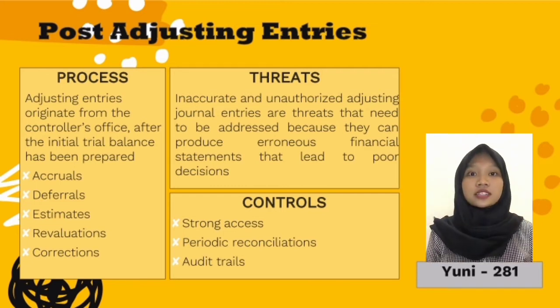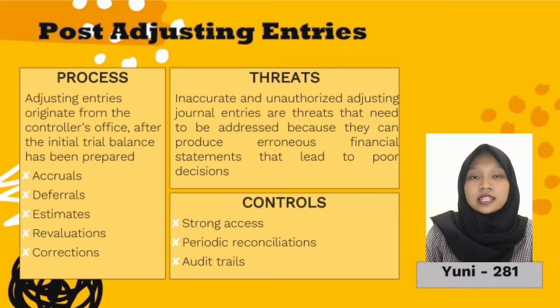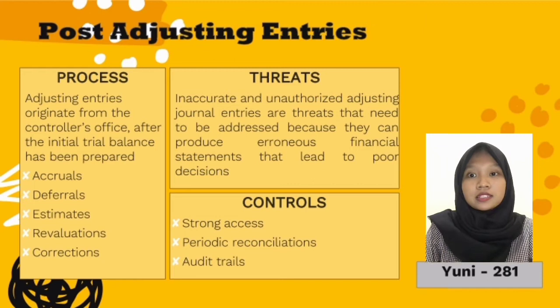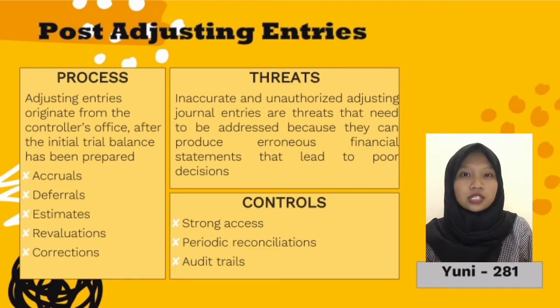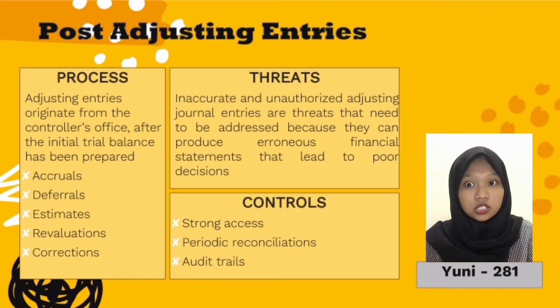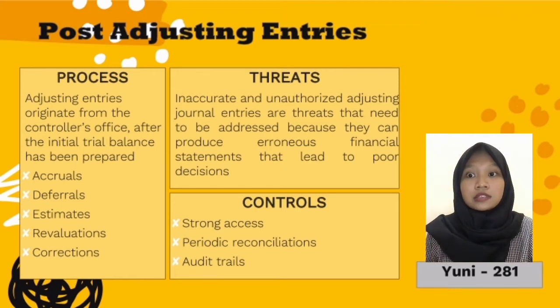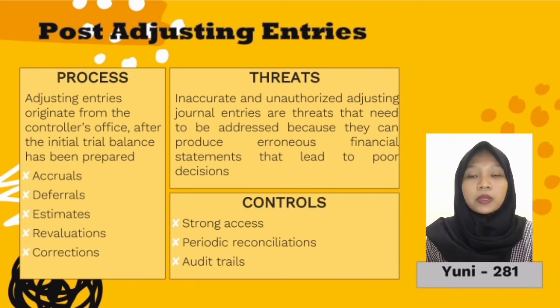Then we can see the threats and controls of post-adjusting entries. Inaccurate and unauthorized adjusting journal entries are threats that need to be addressed because they can produce erroneous financial statements that lead to poor decisions. Strong access controls can reduce the risk of unauthorized adjusting entries. In addition to the preceding preventive controls, periodic reconciliations and audit trails provide a means to detect unauthorized or inaccurate adjusting entries.